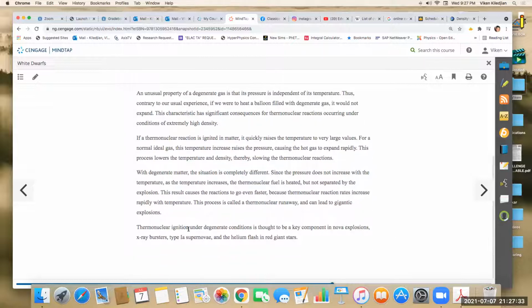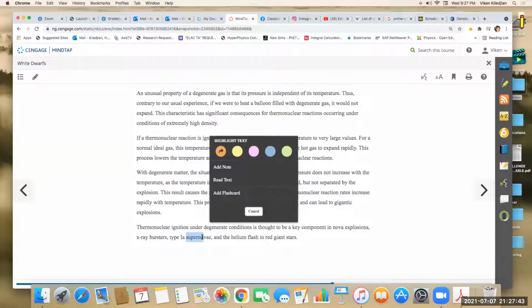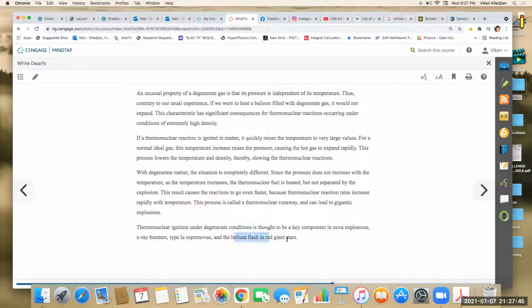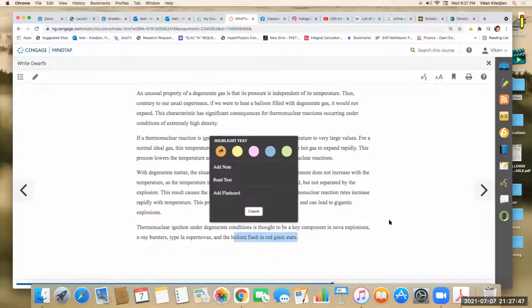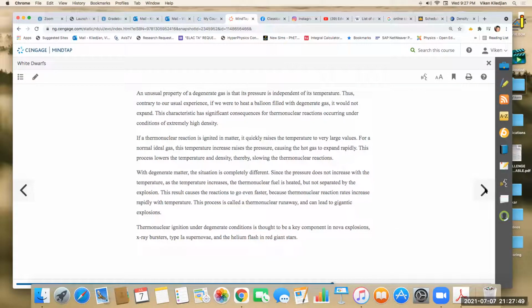So thermonuclear ignition under degenerate conditions is thought to be a key component in nova explosions, X-ray bursts, type 1 supernovae, and the helium flash in red giant stars, which we've studied in the astronomy lecture class, if you remember.